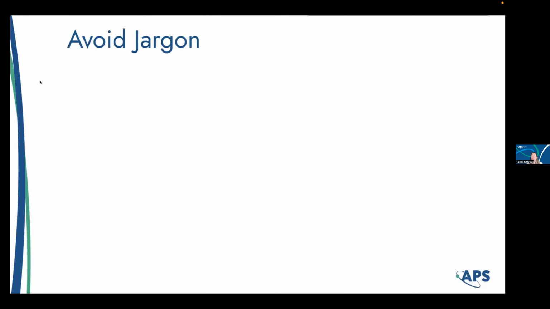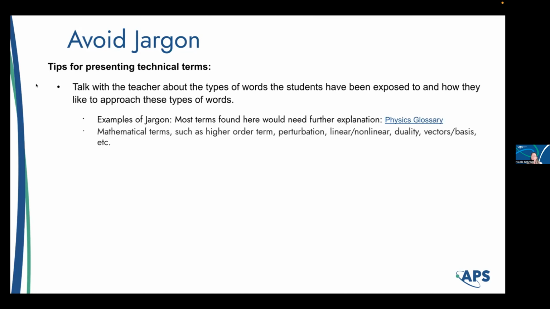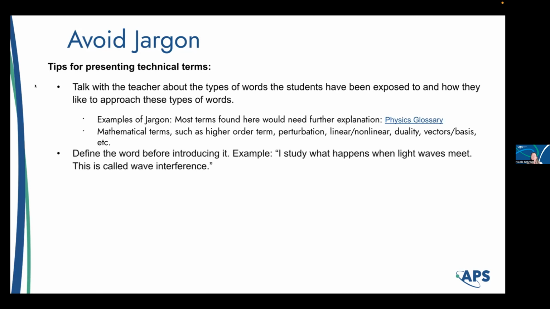Avoid jargon with your students. Again, talk with the teacher about the words they use to describe the phenomenon you'll be talking about. You'll get links to this, but here are some glossary terms that are considered jargon in physics. Mathematical terms students might not have been exposed to before. I like to define a word before I use it. An example: I study what happens when light waves meet. This is called wave interference. If you say the definition first, people feel like they can connect. Sometimes if students hear a quote unquote hard word, they immediately say, oh, I don't understand. And then they don't actually realize that the definition is within their grasp.